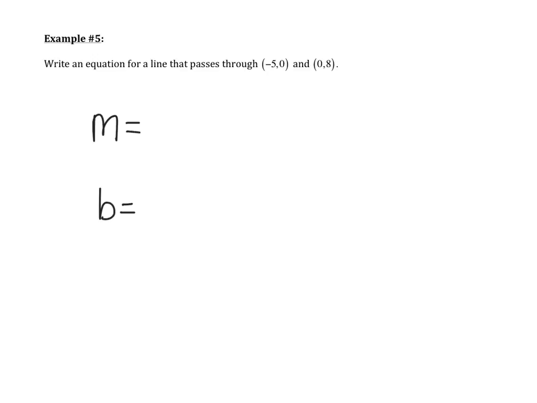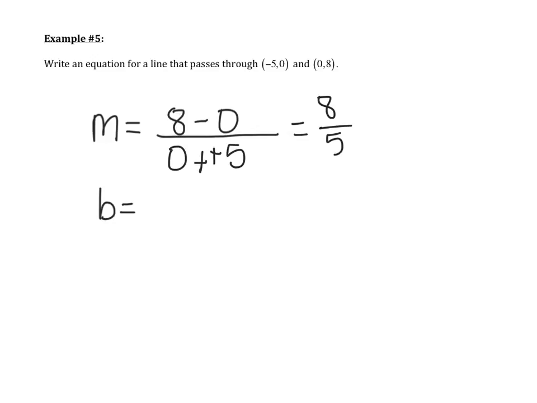Once again, I was not given the slope, so I'm going to have to do y minus y over x minus x. I'll start with this 8, so that would take me 8 minus the y value 0. Since I started with the 8, I'll start with the 0 in the denominator, so 0 minus negative 5. 8 minus 0 is 8. 0 plus positive 5 is 5, so my slope is 8 over 5. Looking at my ordered pairs now, I have negative 5, 0, and 0, 8. Now this can be tricky.